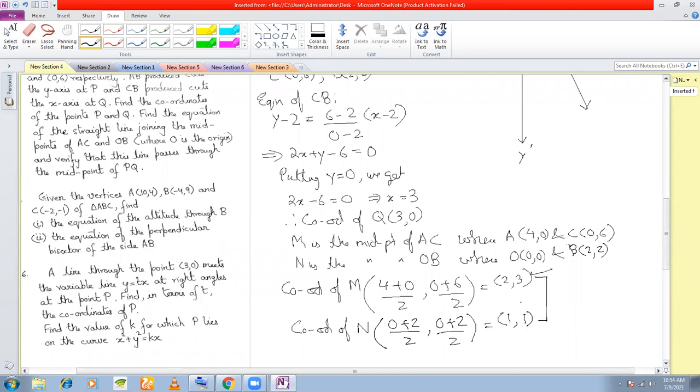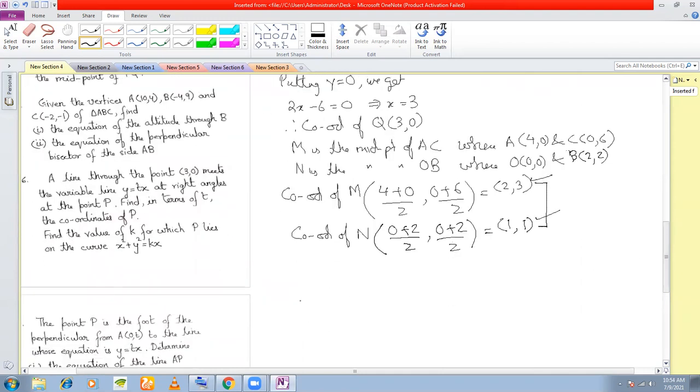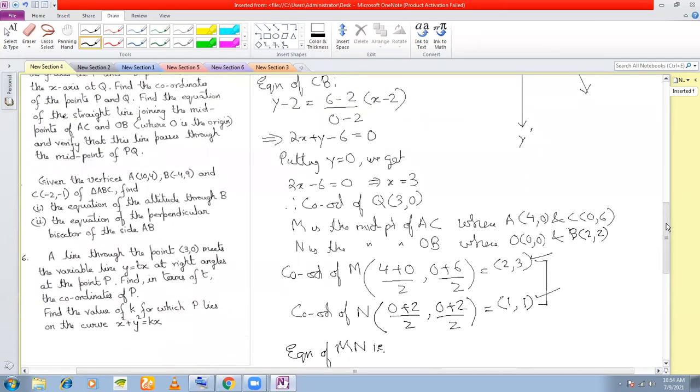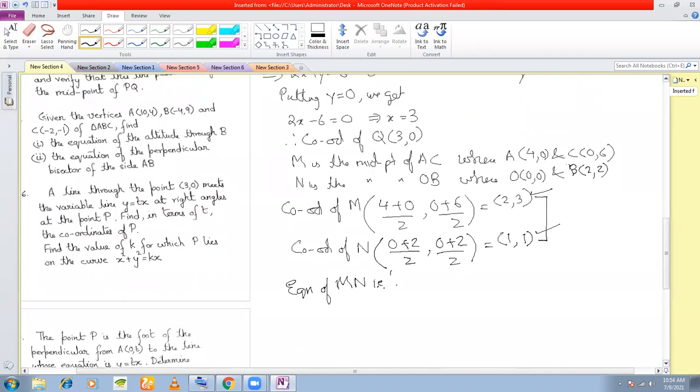What are the coordinates of the midpoint of AC? 3, 3. The midpoint of OB is 1, 1. So therefore, what should be the equation of MN? Equation of MN, that is the straight line joining the midpoints of AC and OB.